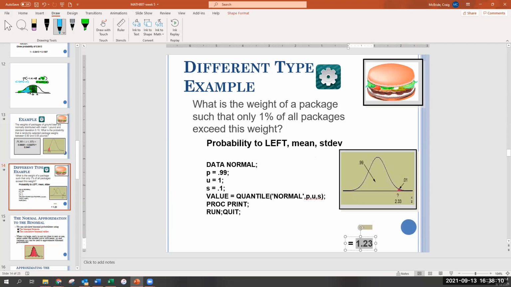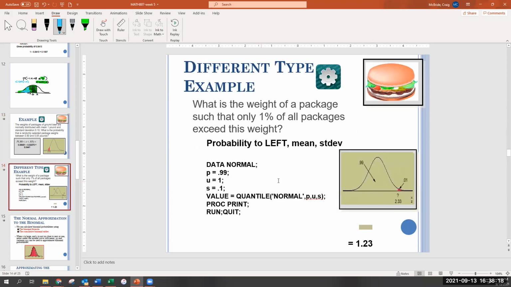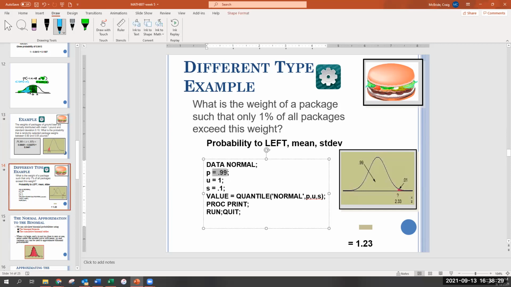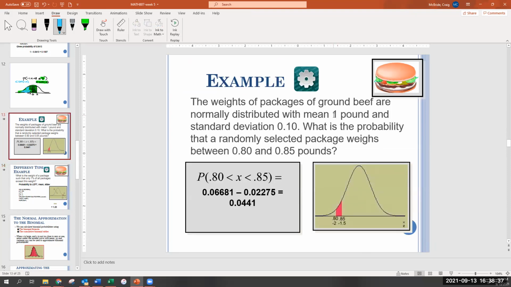1.23 is the actual answer from the context of this question, where the mean is 1 and the standard deviation is 0.1. So what that means is, if we looked at all packages of ground meat, 99% of them would have a weight of 1.23 pounds or less, right? Because the mean was 1 pound. Well, that kind of makes sense, right?